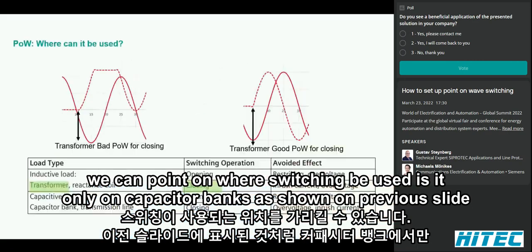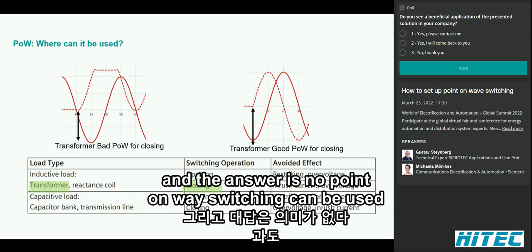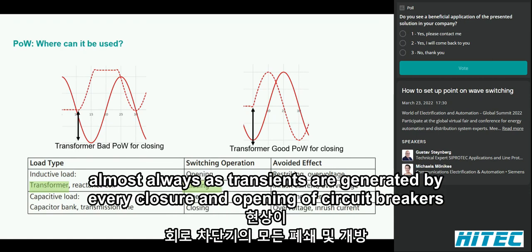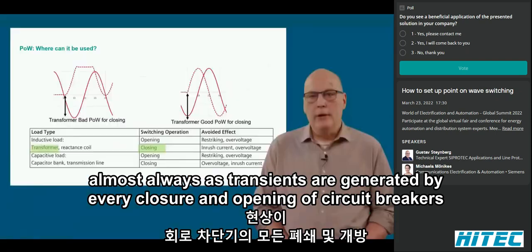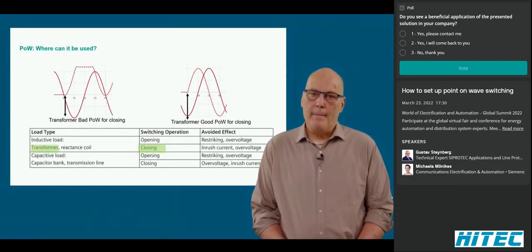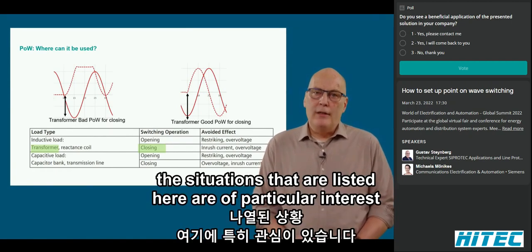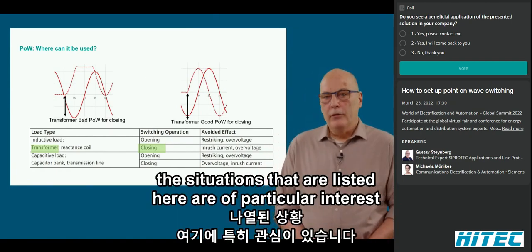Where can point-on-wave switching be used? Is it only on capacitor banks, as shown on the previous slide? And the answer is no. Point-on-wave switching can be used almost always, as transients are generated by every closure and opening of circuit breakers. The situations that are listed here are of particular interest.